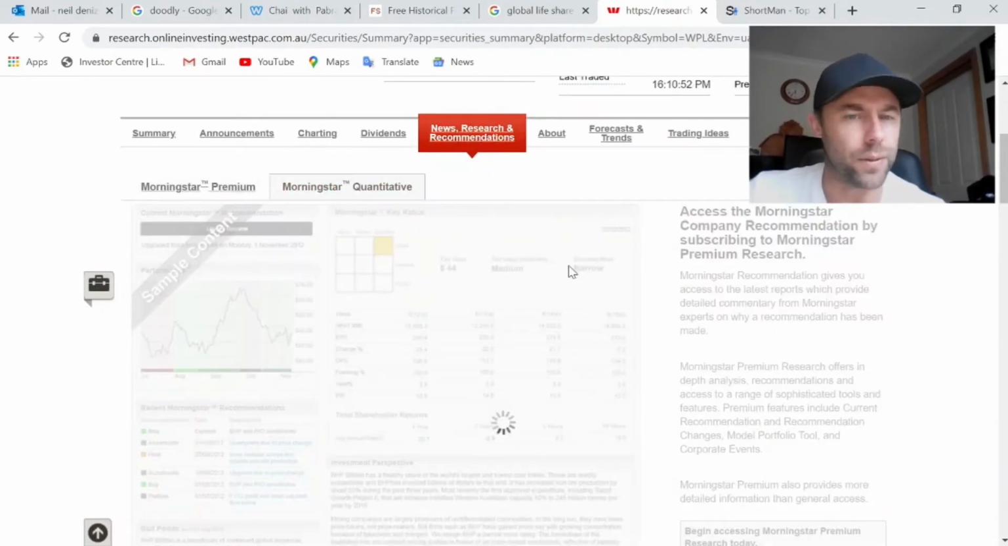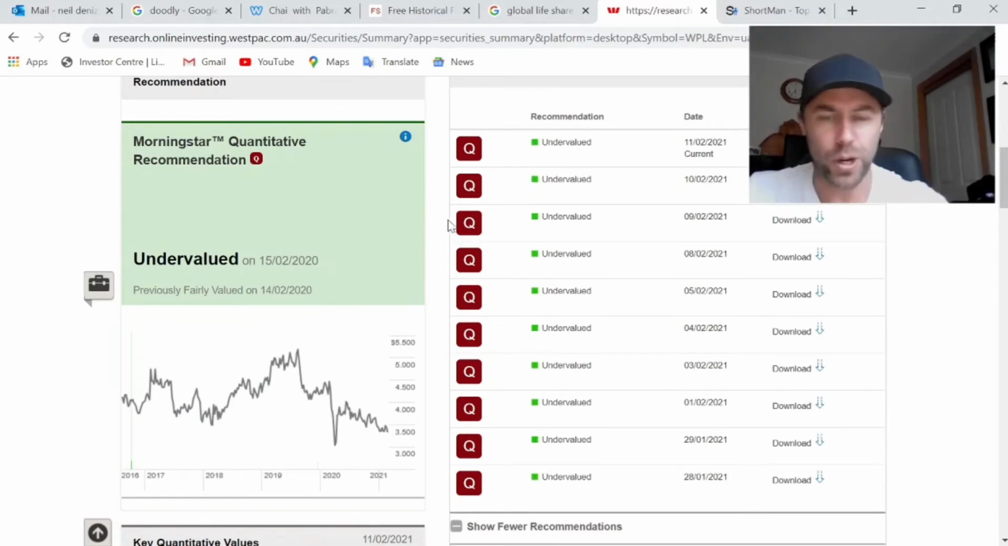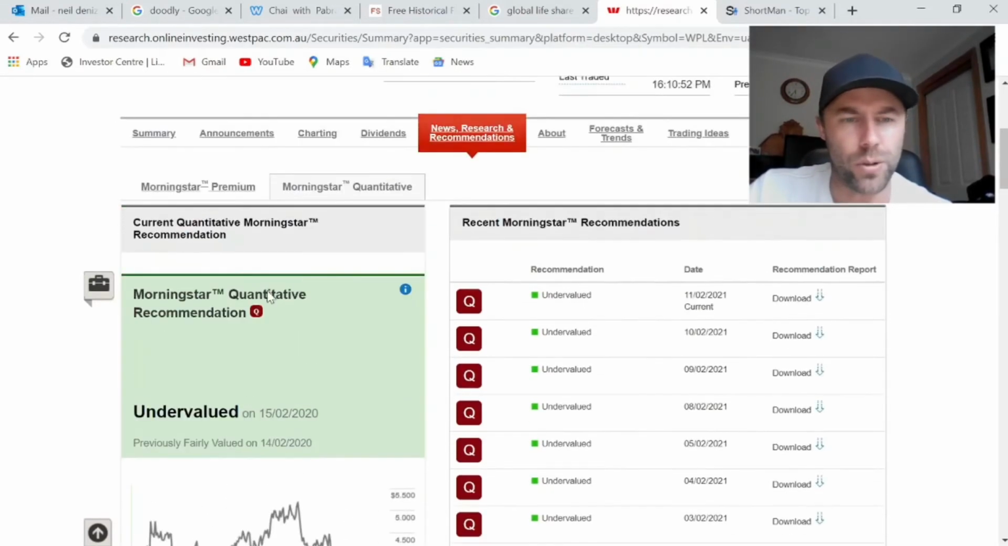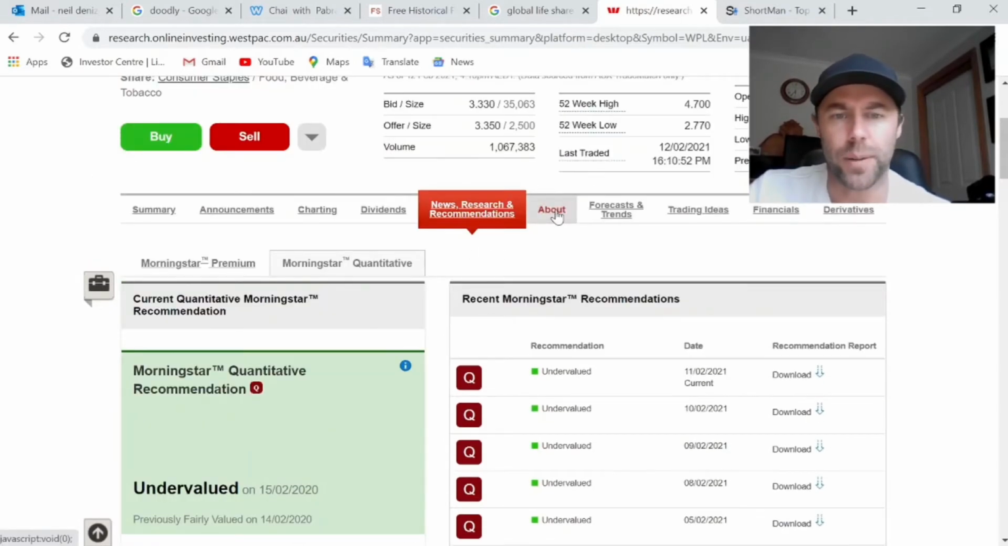But if I click on the quantitative, I do get these little recommendation reports, which you can easily download and have a bit more of a read over. I'm not going to pull them up, but that's how you go about finding those. If you wanted to read over those, they're quite good. It opens up another tab, and then you get the latest recommendation report from them. So as you can see, over the last couple of weeks, everything's coming in undervalued for TGR.